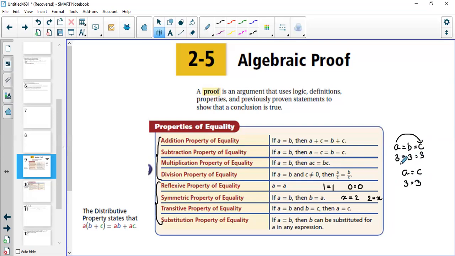So that's when three variables have the same value. We could say the first one is equal to the last one.